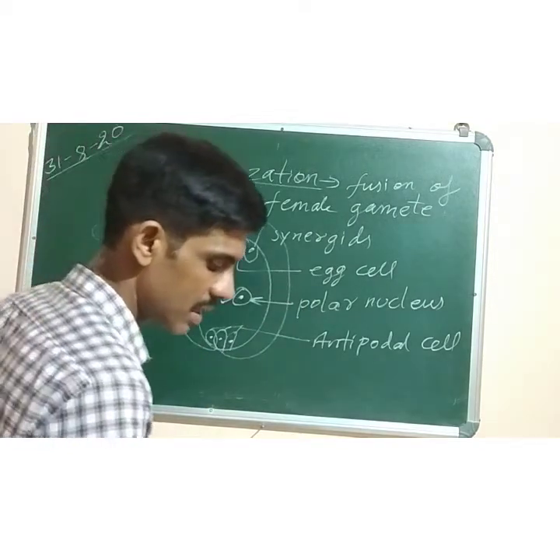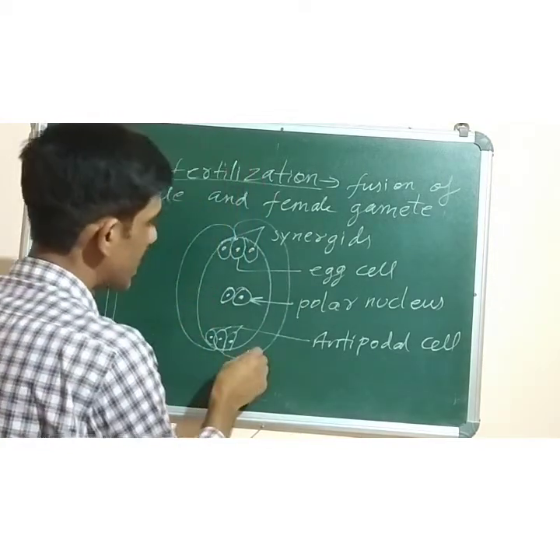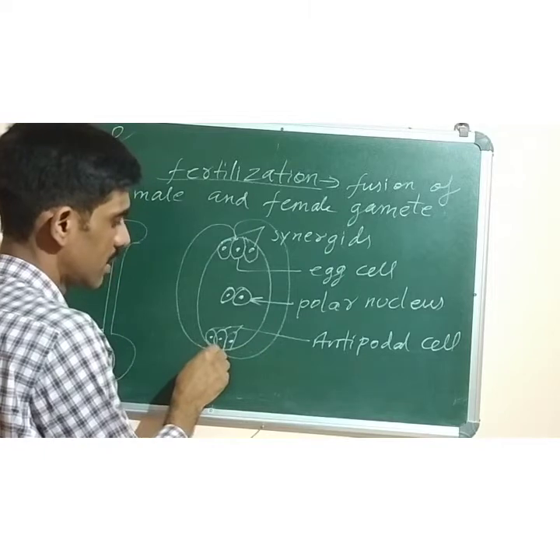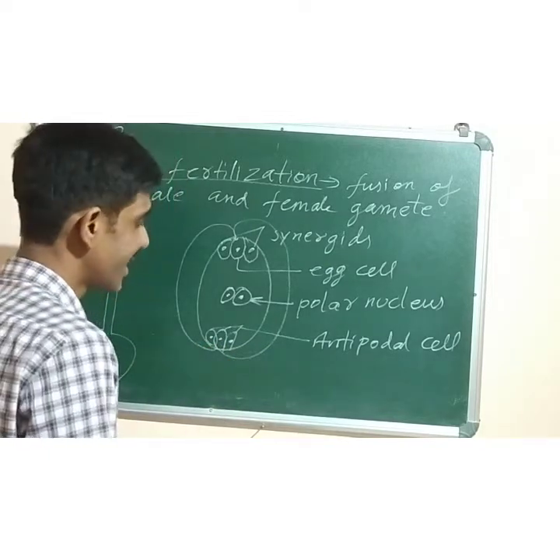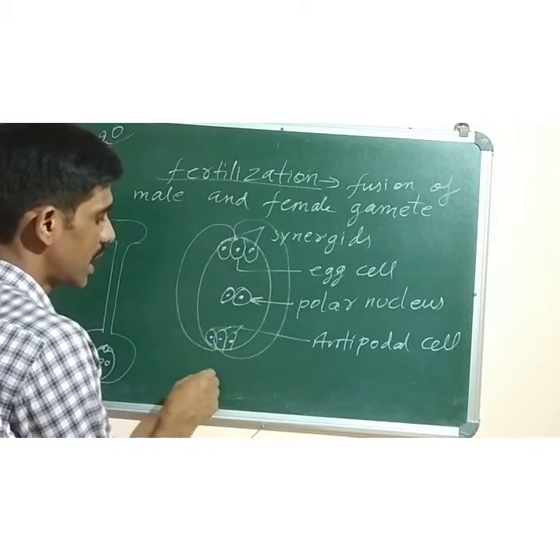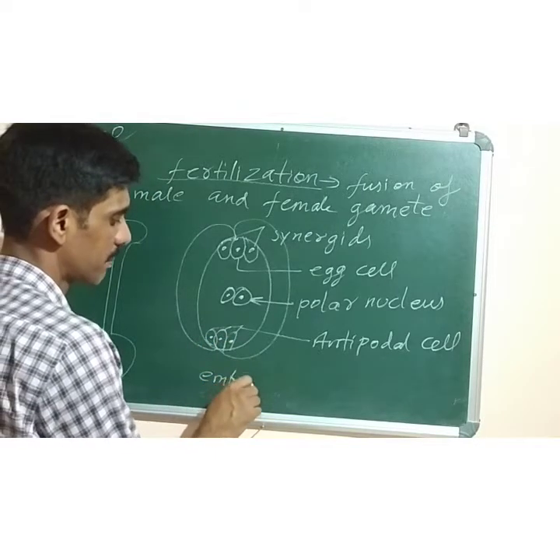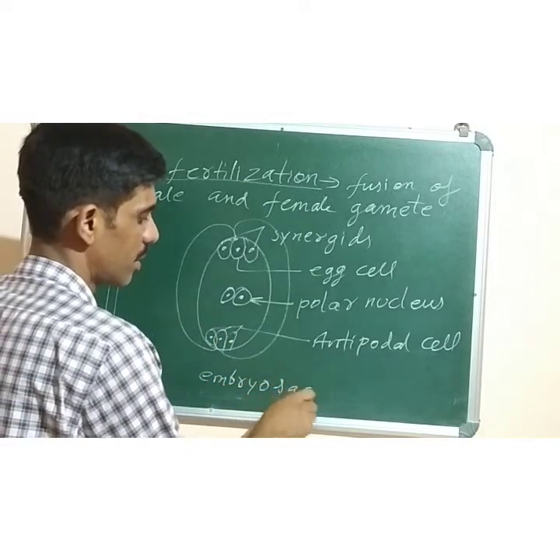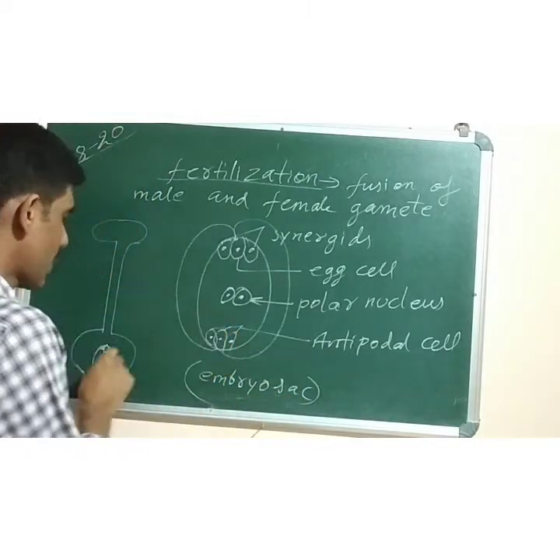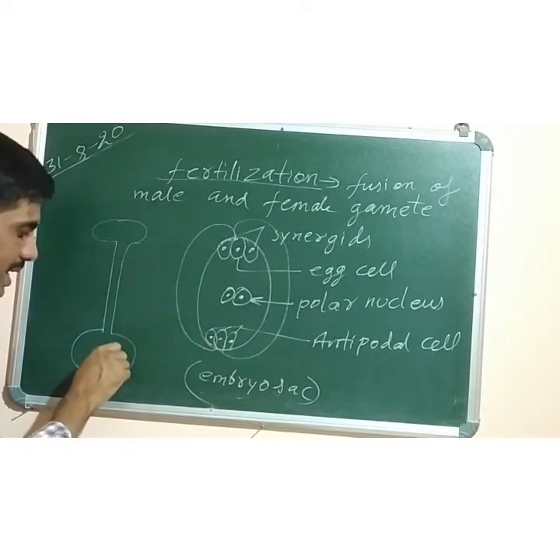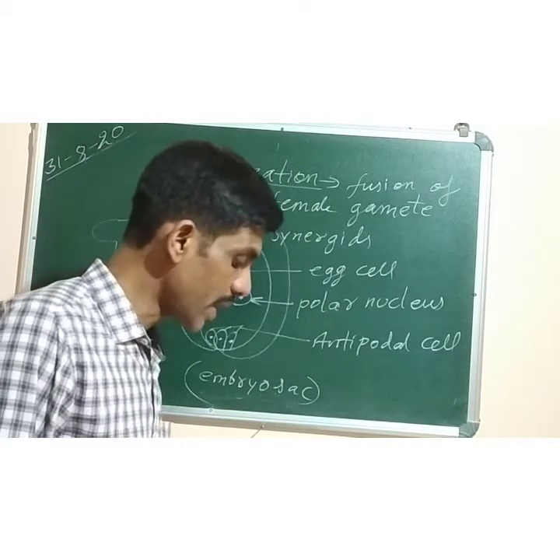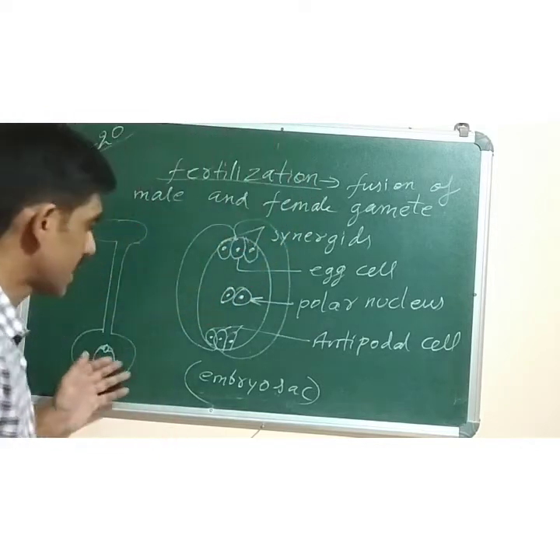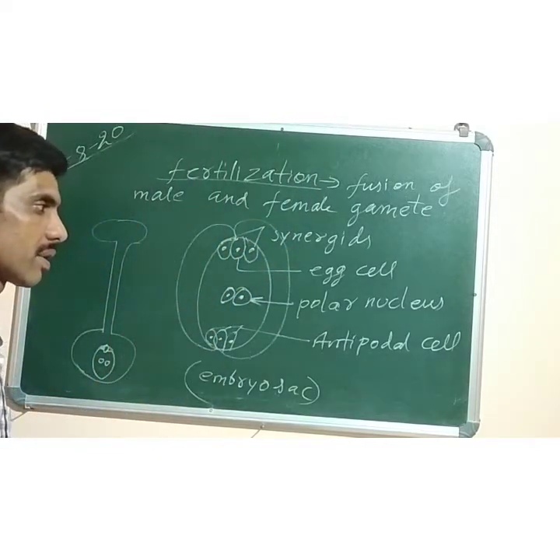They have the covering called integument. Outer integument, inner integument is there. But this one you see, that is called embryo sac. This is the diagram of embryo sac which I have drawn. It is present inside the ovary, and the ovary contains ovule, and inside the ovule we have the structure that is the embryo sac.